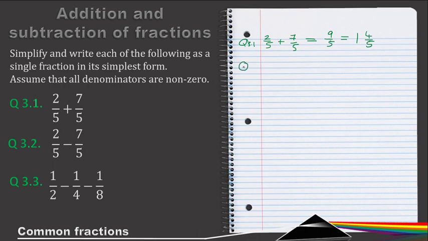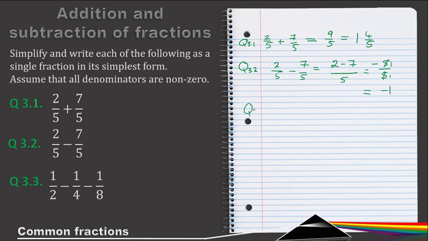Then question 3.2, so 2 over 5 minus 7 over 5. So here we have 2 minus 7 over 5. So 2 minus 7 gives me a negative number. It gives me minus 5 over 5. And to simplify it, we can cancel. 5 can go into itself once and once. So 1 over 1 is just 1. So my final answer is just minus 1.